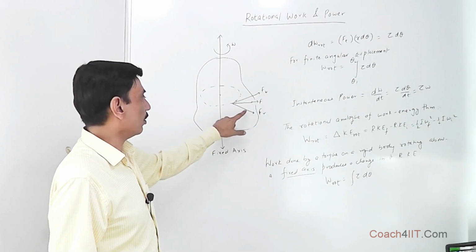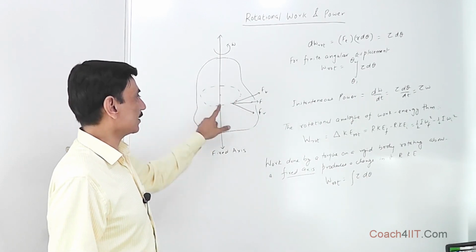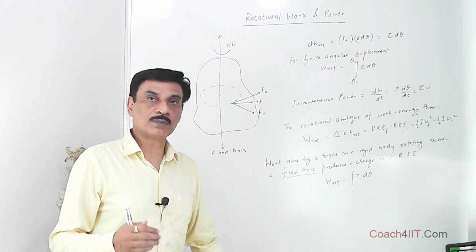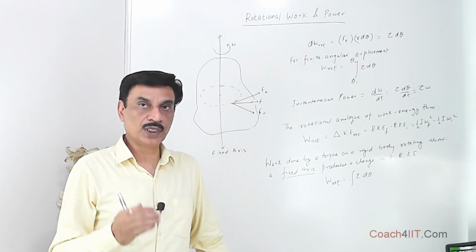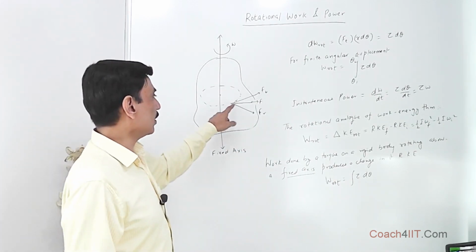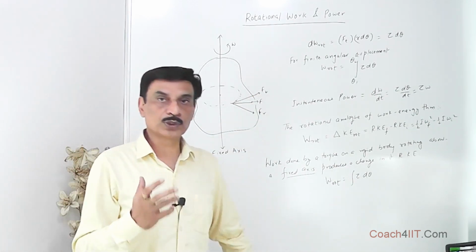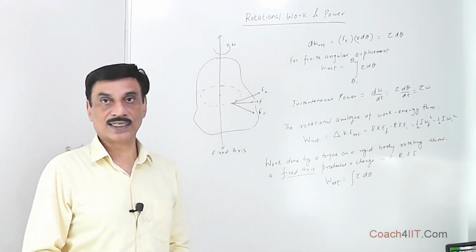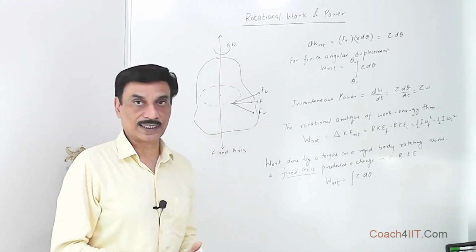This radial force obviously passes through the axis itself. As a result, this radial component will not be responsible for any rotational motion of this body. It is only the tangential force which will do some work. As a result, it can have alpha about this axis, that is, it can have angular acceleration about this axis.